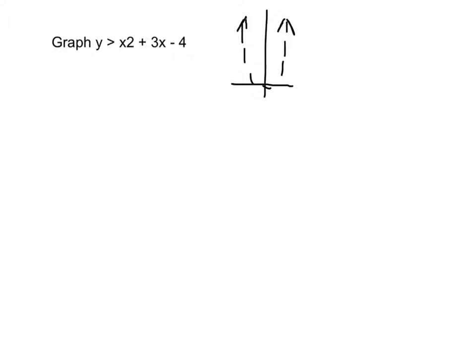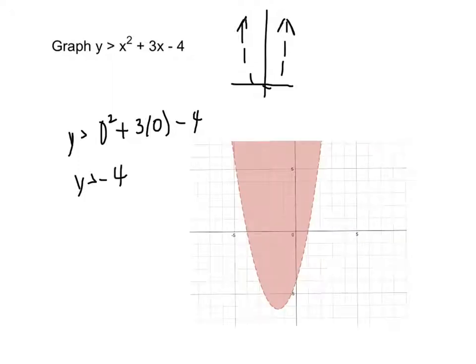Next, we're going to test the point 0, 0 by plugging in 0 for x. So we have y is greater than 0 squared plus 3 times 0 minus 4, and y is greater than negative 4. So this is our graph. So the inside of the parabola is the shaded area, and we have a normal parabola. A normal parabola would just be the parent graph of y is greater than x squared, but it has been shifted to the left and down.